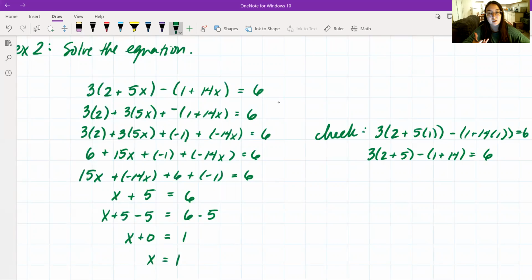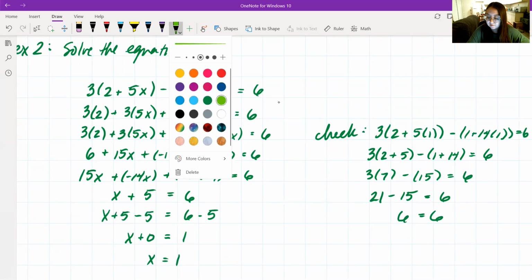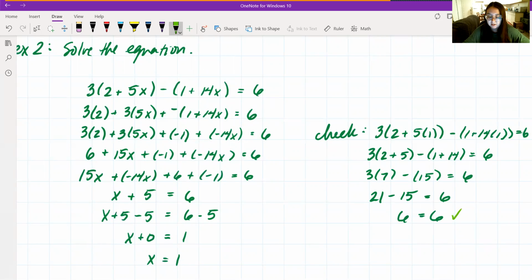Now we want to add what's in our parentheses. 2 plus 5 is equal to 7, and 1 plus 14 is 15. Now we just have our last operation to do, or second to last operation, which is 3 times 7. So we have 21 minus 15, and we do see that 21 minus 15 is 6. So when we checked here, we did get that 6 was equal to 6, so therefore x equals 1 is our solution.